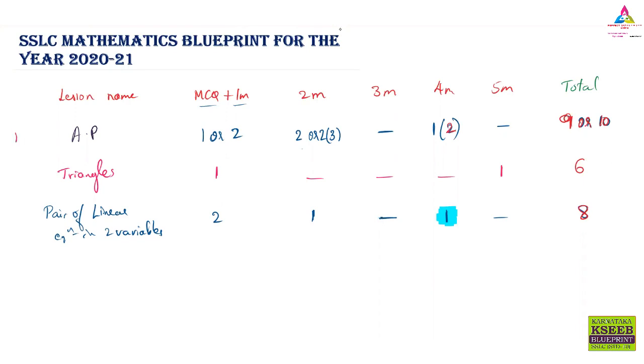AP is the first lesson, triangle is the second lesson, and the third lesson is the pair of linear equations. The total number of marks will be 8. Now coming to the fourth chapter, the name is Circle. In the circle lesson, again the multiple choice question will be 1. Very importantly, here you are going to have only 1.